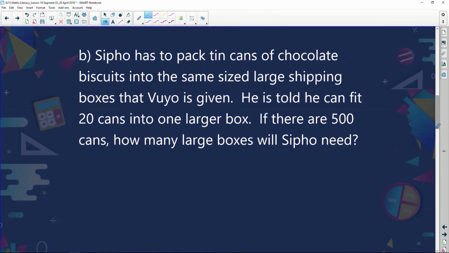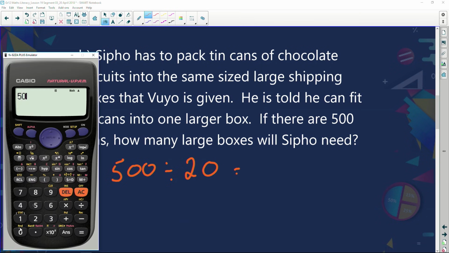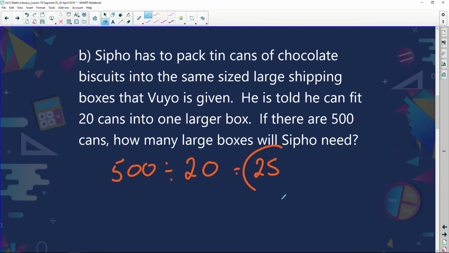Okay, next one. Sipho has to pack tin cans of chocolate biscuits into the same size large shipping boxes that Vuyo is given. He's told he can fit 20 cans into one larger box. If there are 500 cans, how many large boxes will he need? Well, he's got 500 cans. Each box can hold 20 cans. So we're going to say 500 divided by 20, and we're going to get an answer of 25. So he needs 25 boxes.